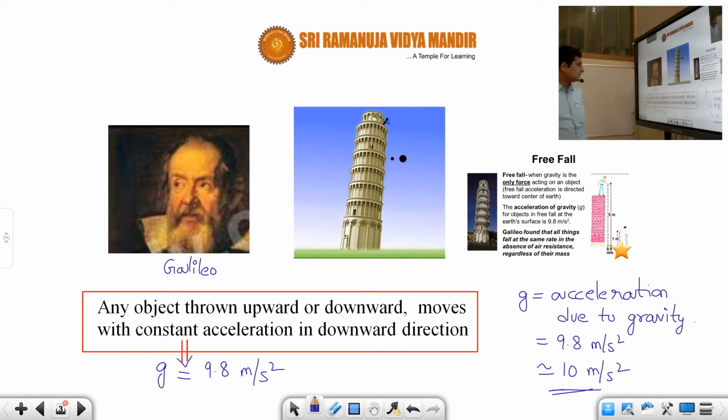Students, he observed that it doesn't matter whether the object is heavy or light. He did an experiment for these two objects, students: one is a light mass and one is a heavy mass.